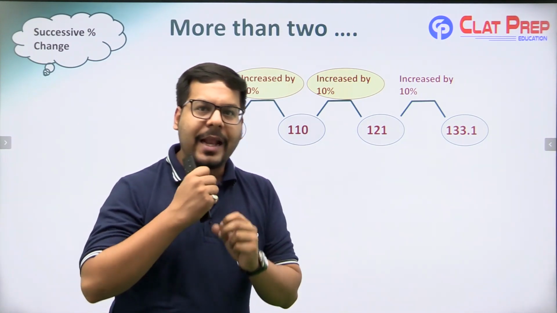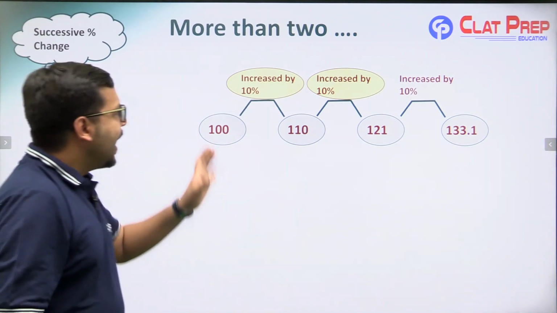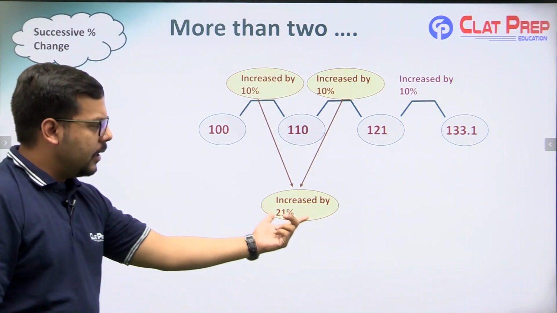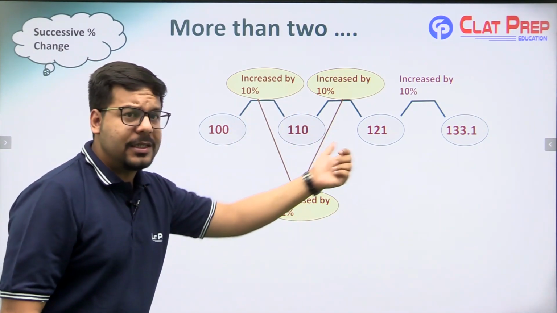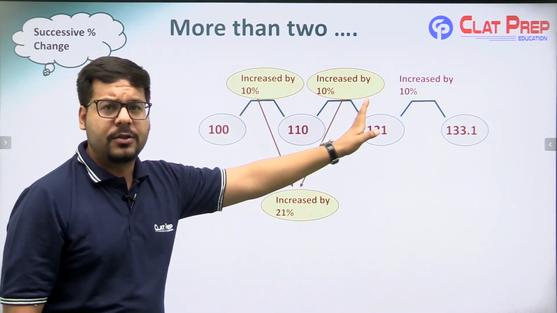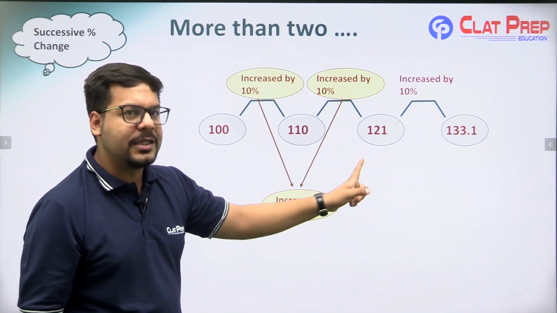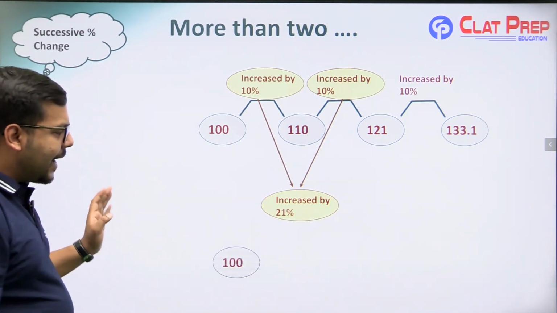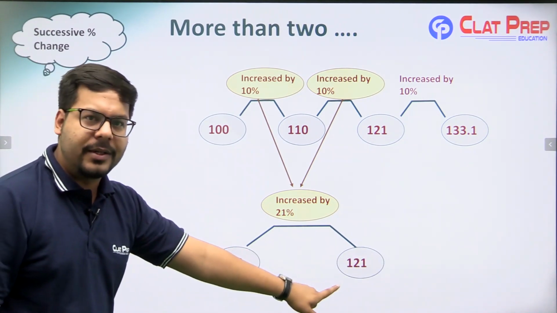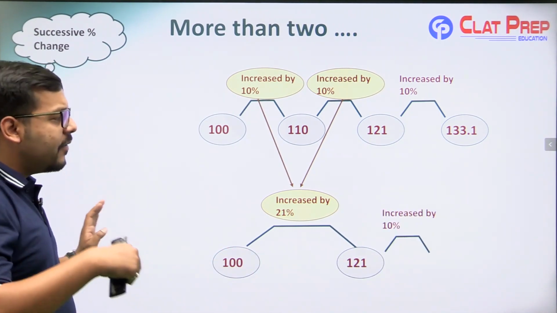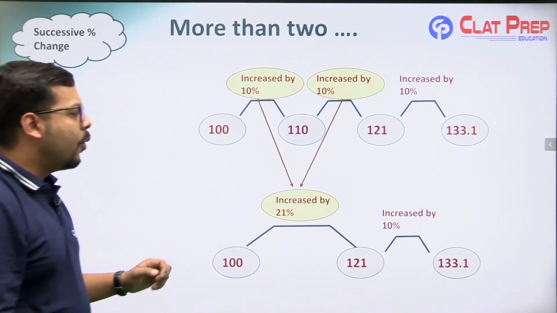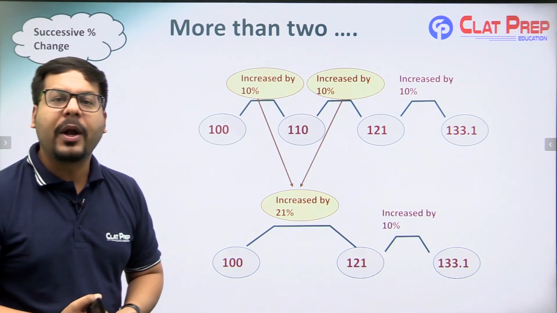Now take a pause and think about it a little differently. Can I say that the first two changes can be clubbed and the overall change done in the first two instances will be 21%? I've simply used successive for the first two, and we can see 100 to 121, the overall change is 21%. So I can say that 100 is first increased by 21%, the result is 121, and then 121 is further increased by 10% and the result is 133.1. So the overall change will be 33.1%.